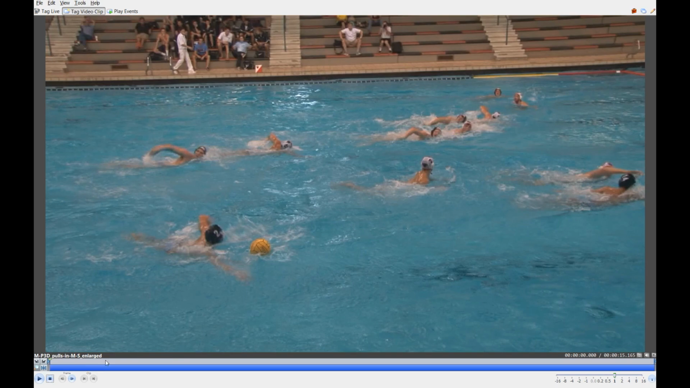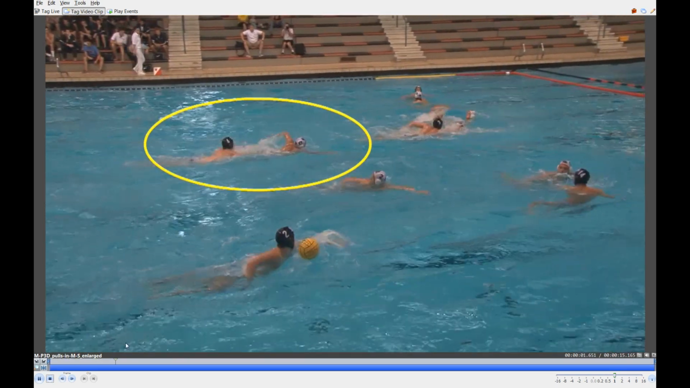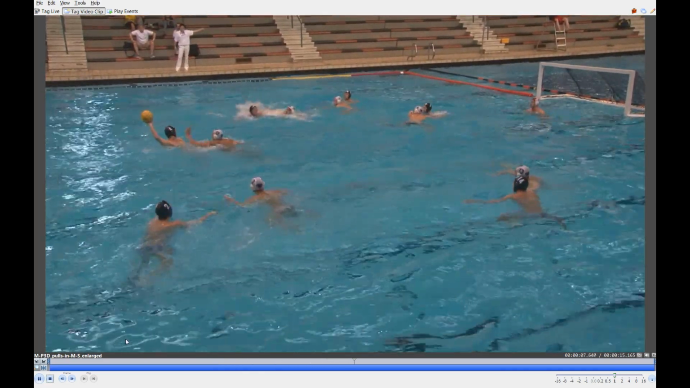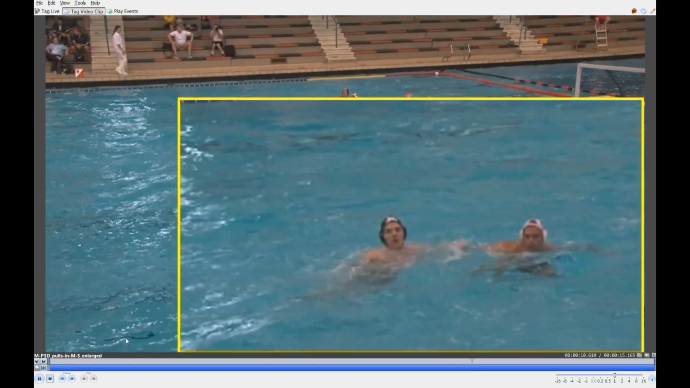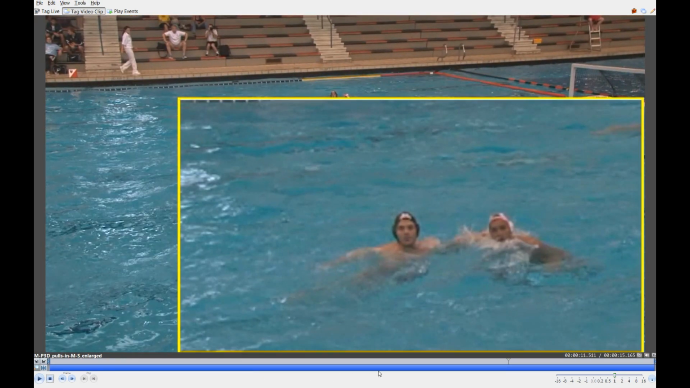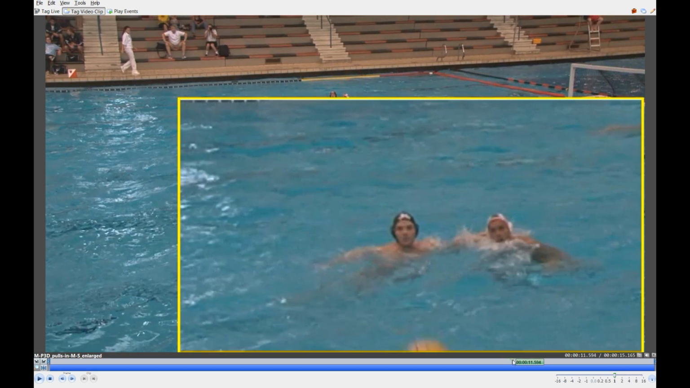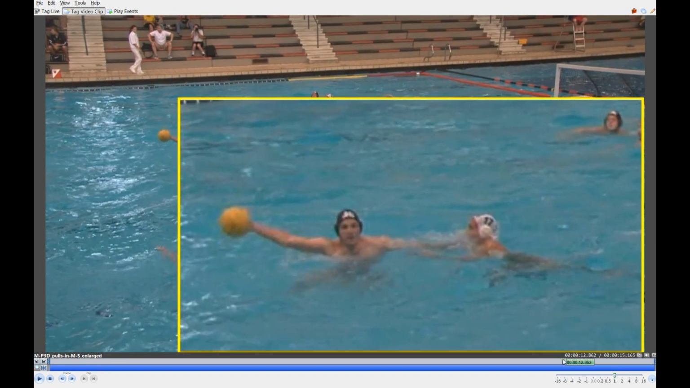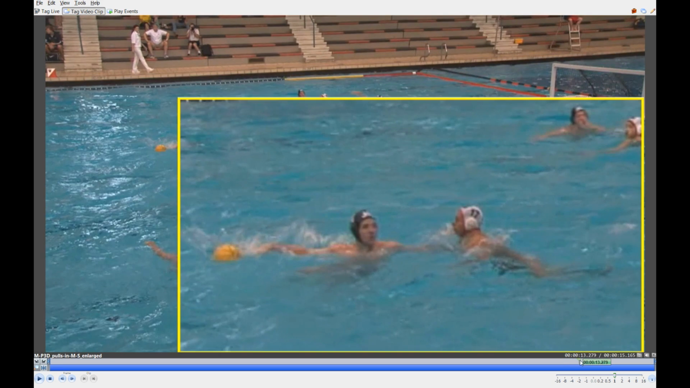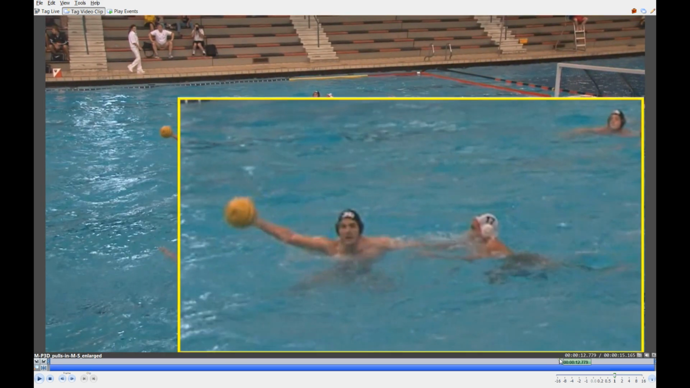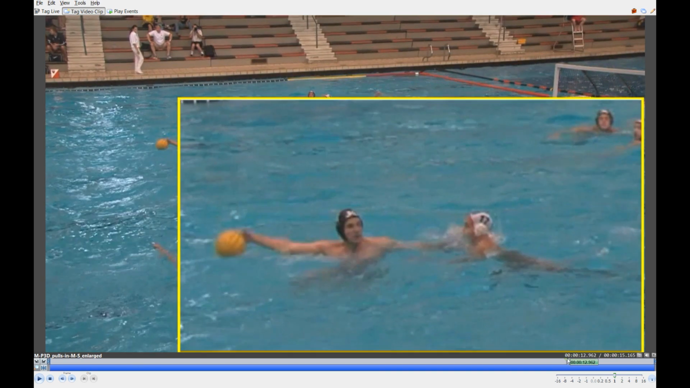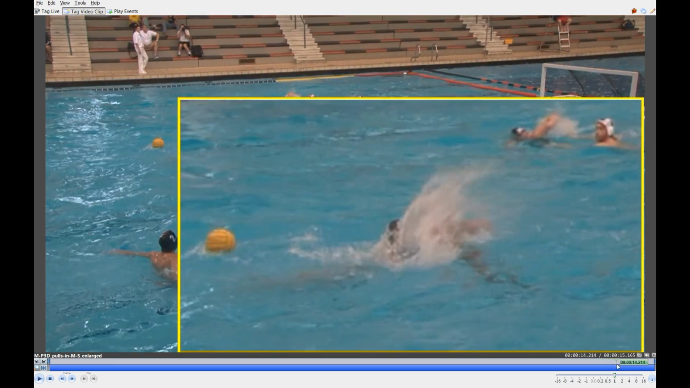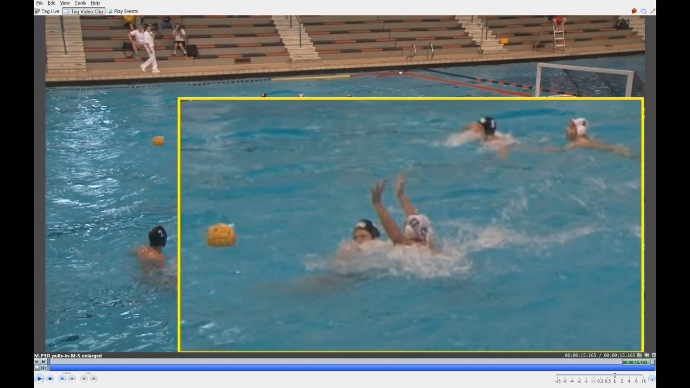Now we'll take this back and we'll let it play through. As we look a little bit closer here, you can see exactly how it all takes place. Of course, right here the hand is on the ball and there really isn't a foul, but as soon as that ball is released, the fact that that defensive player is pulling in, that is an exclusion foul.